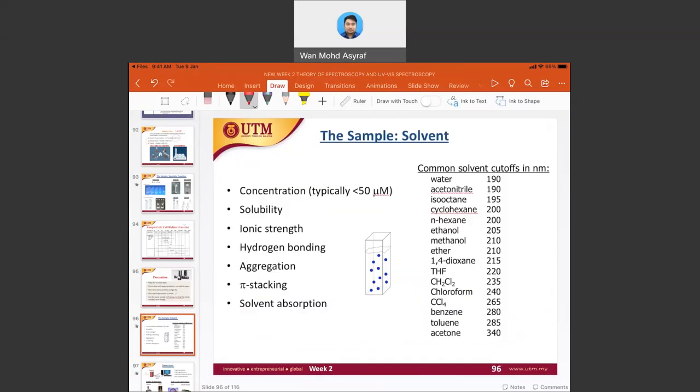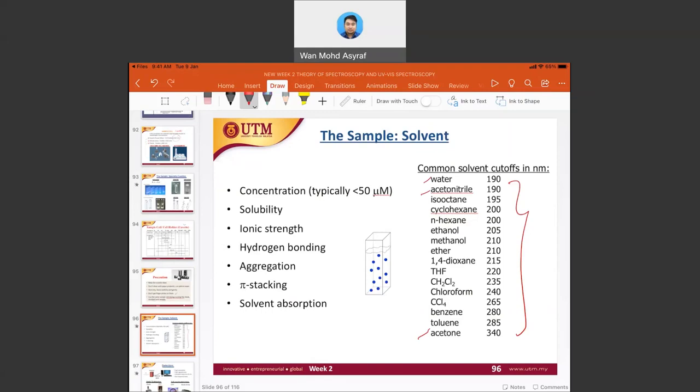So the sample, the solvent. This is the common solvent being used in UV spectrometry. You also need to figure out suitable solvents for your analytes. If you are doing something at 190 nanometers, water will be a suitable solvent. Acetonitrile is also suitable. Don't use acetone, because acetone is out of the range.